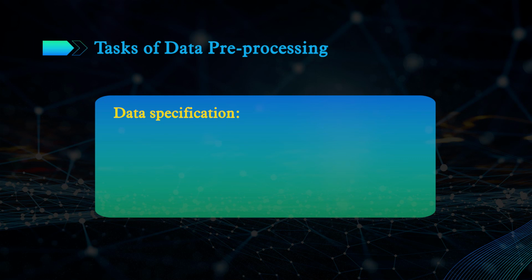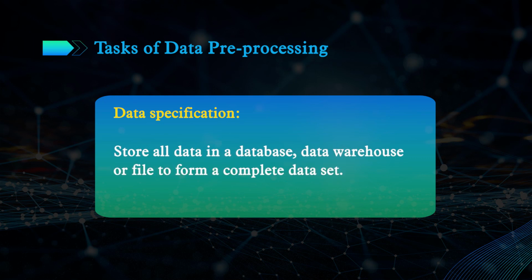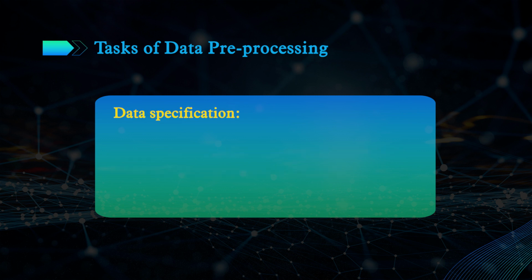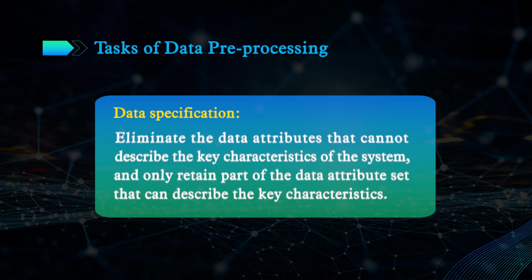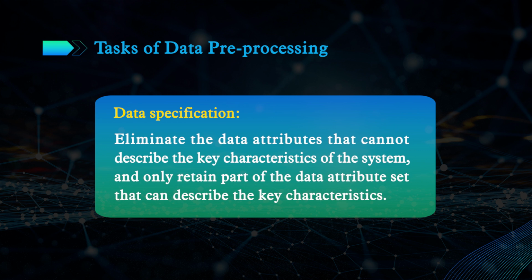Data integration: store all data in a database, data warehouse, or file to form a complete data set. Data specification: eliminate the data attributes that cannot describe the key characteristics of the system and only retain the part of the data attribute set that can describe the key characteristics, and also other methods.